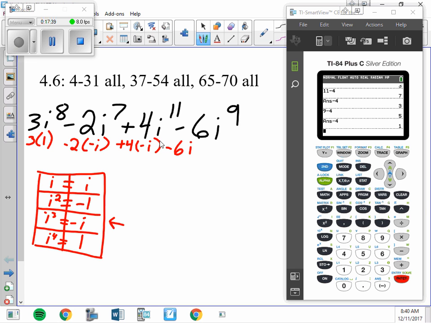So 3 times 1 is 3. Negative 2 times negative i is plus 2i. 4 times negative i is negative 4i. And negative 6 times i is negative 6i. And now I just combine like terms. 3. And then 2 minus 4 is negative 2. Minus 6 is negative 8i. Does that make sense? Okay.